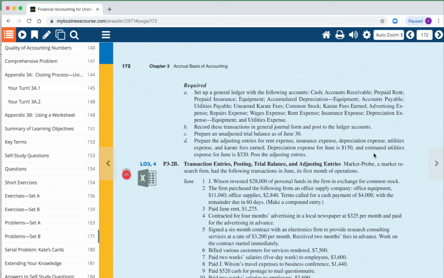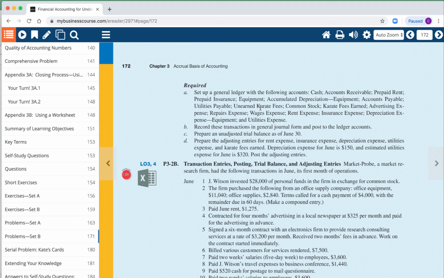Okay, so I just flip the page, and they give us a number of things to do, right? First, they tell us, hey, set up a general ledger with the following accounts, okay? Cash, AR, prepaid rent, prepaid insurance, equipment, accumulated depreciation equipment, accounts payable, utilities payable, unearned karate fees, common stock, karate fees earned, advertising expense, repairs expense, wage expense, rent expense.